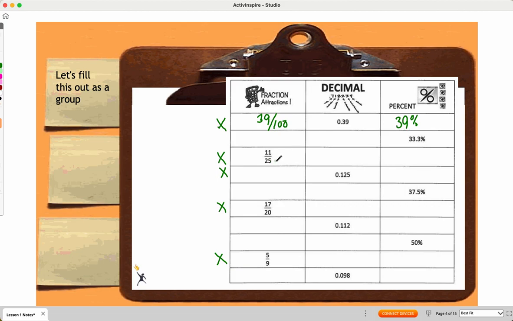Well, I can divide 11 by 25, and that's one way to do it. But I found an easier way is to make the denominator a power of 10: 100 or 1,000 or 10,000. I can turn 25 into 100 by multiplying it by 4. So I use my equivalent fraction knowledge or my proportional knowledge to figure out that this is 44 hundredths. Well, I just write 44 hundredths, and then I get 44%.